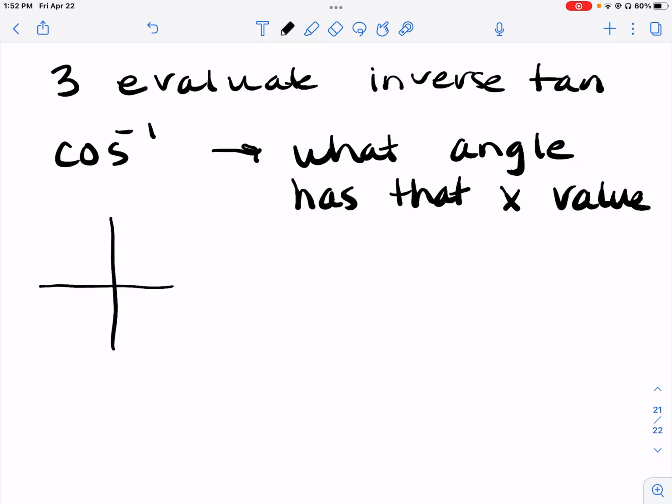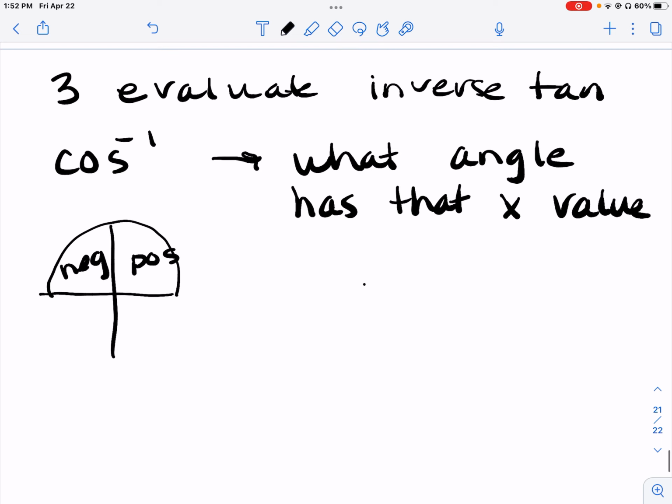Cosine is easy because your positives are here, your negatives are here. So inverse cosine is defined on 0 to pi. Okay, this is 0 and this is pi. So that means you only give an angle between 0 and pi for inverse cosine.